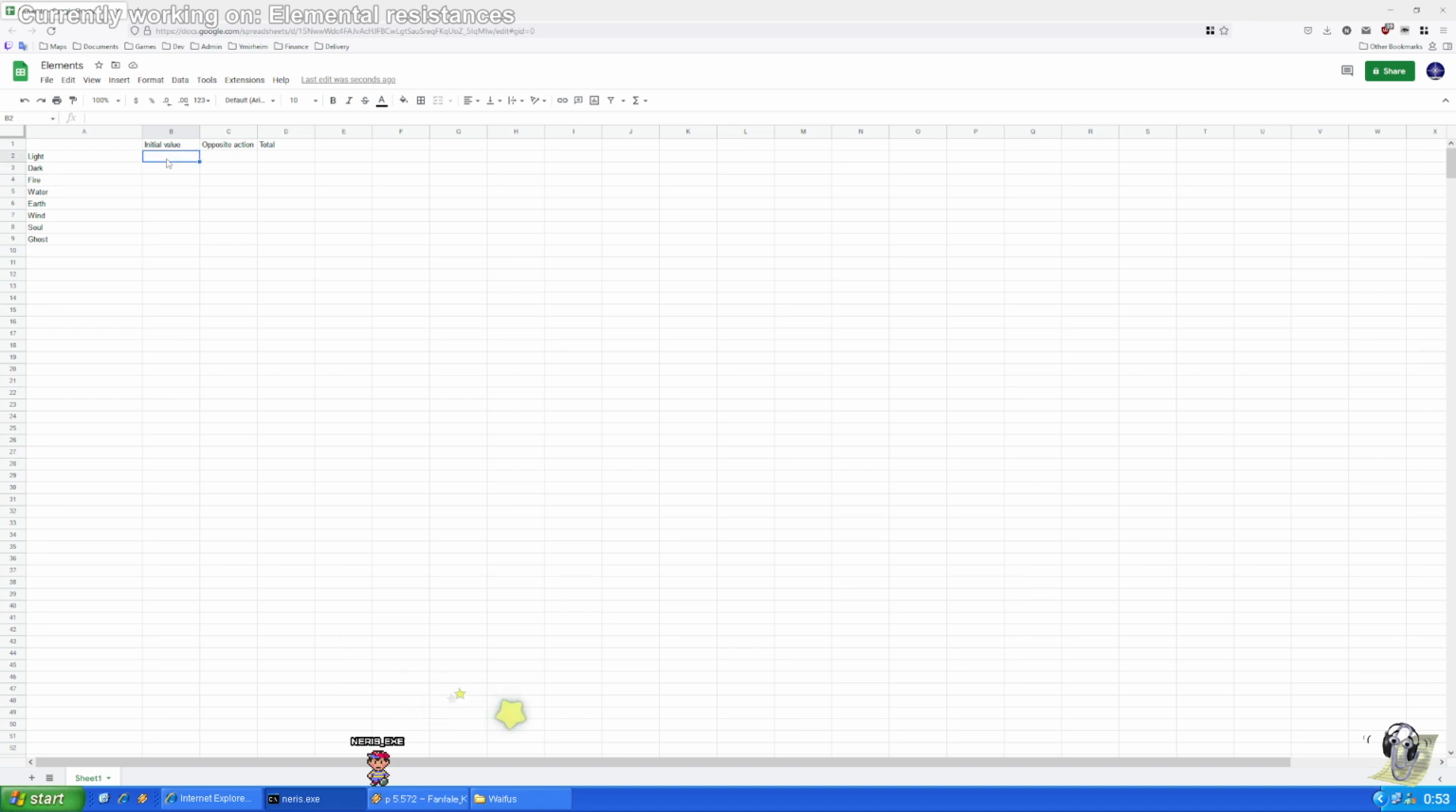So these elements are supposed to be tied together. For example, when you increase light, it automatically decreases your dark elements. So let's do that. This is going to be minus that. So let's put zeros there. And this is going to be minus this one.